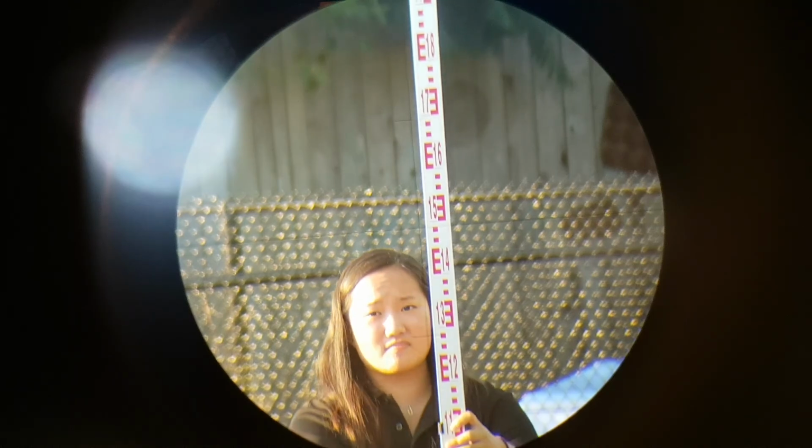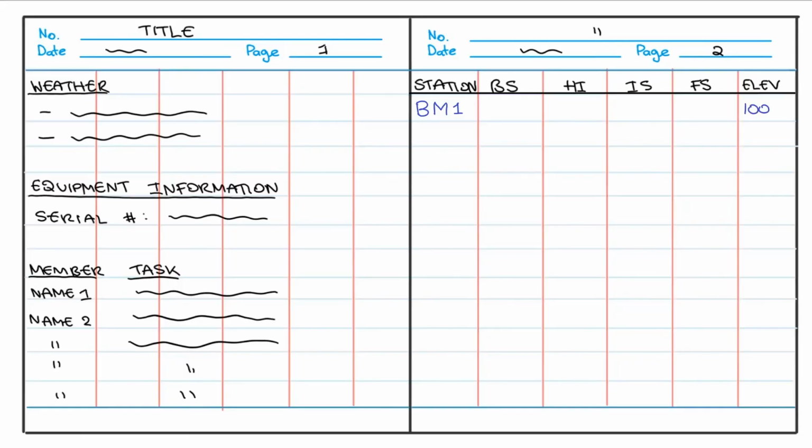Now we enter this information into our lab book for our benchmark reading. All benchmark and turning point readings must be entered into either the back sight or forward sight columns. In this case, we use the back sight column since we are looking back to where the path started. Any measurement that is not at a benchmark or a turning point is automatically entered into the intermediate sight column.